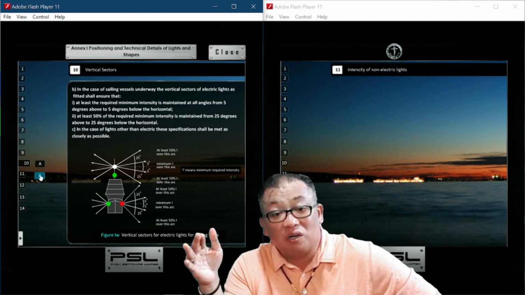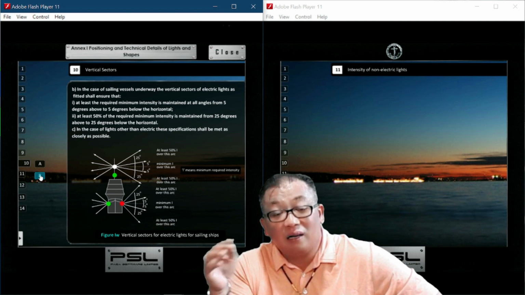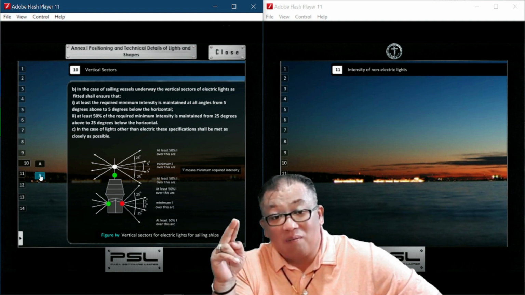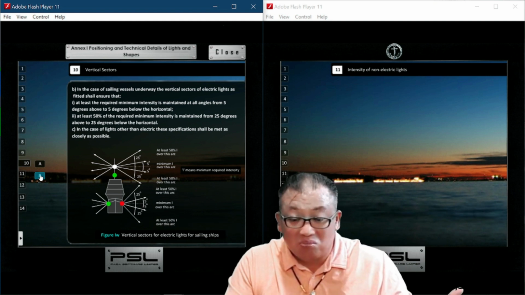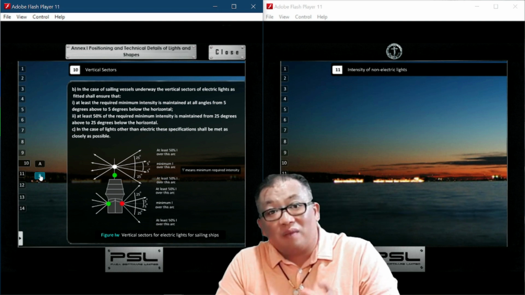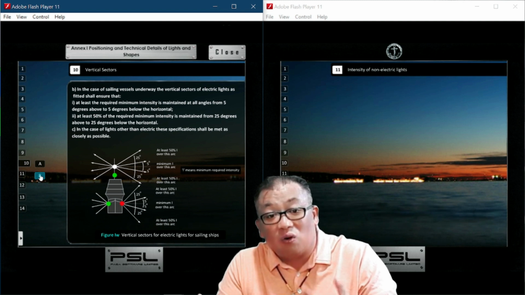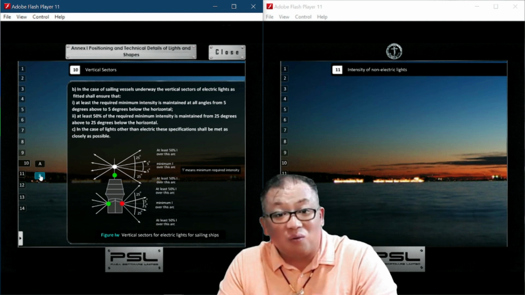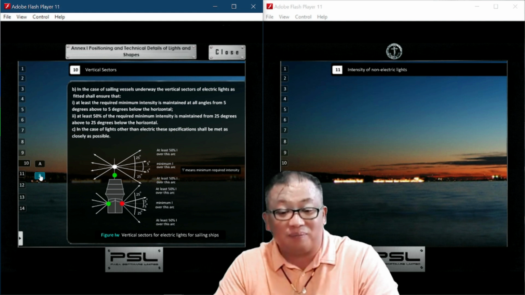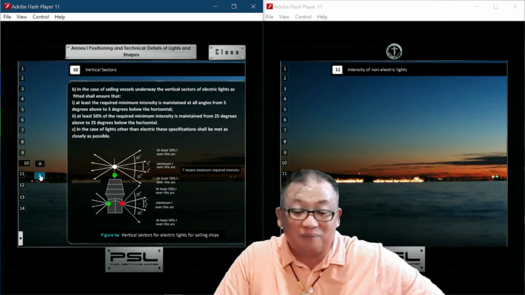We're talking about the horizontal line. The minimum arc is still 5 degrees above and 5 degrees below. Easy. A while ago in Annex 1, 10 alpha, we talked about a vessel which is not a sailing vessel. This is a sailing vessel.